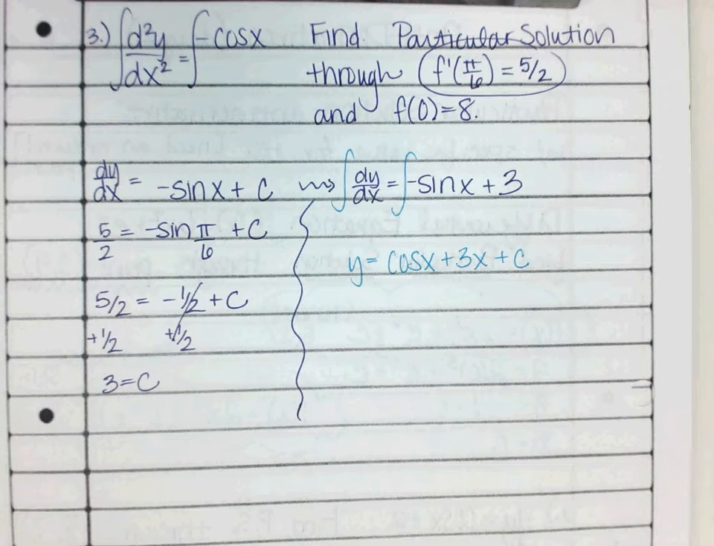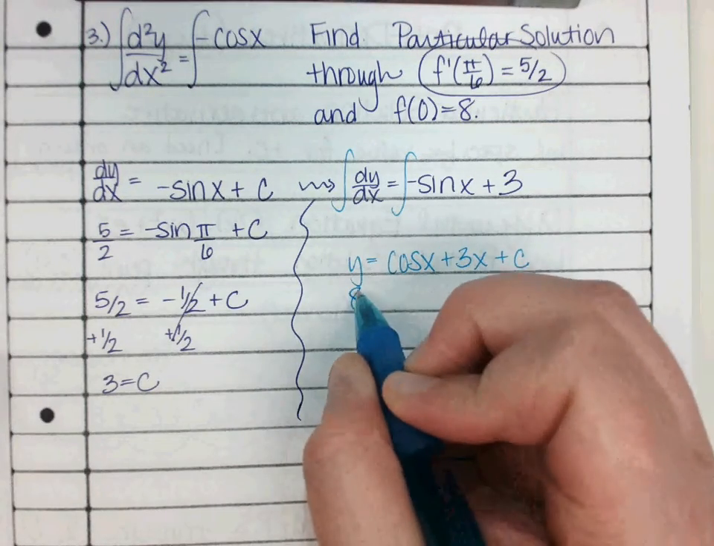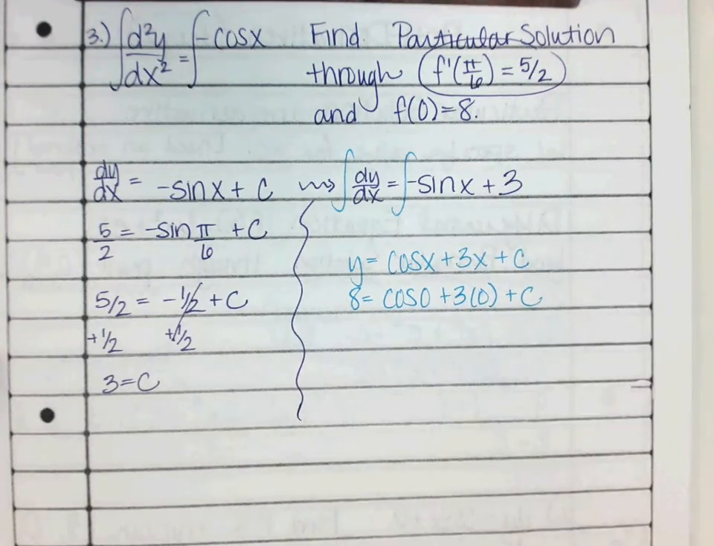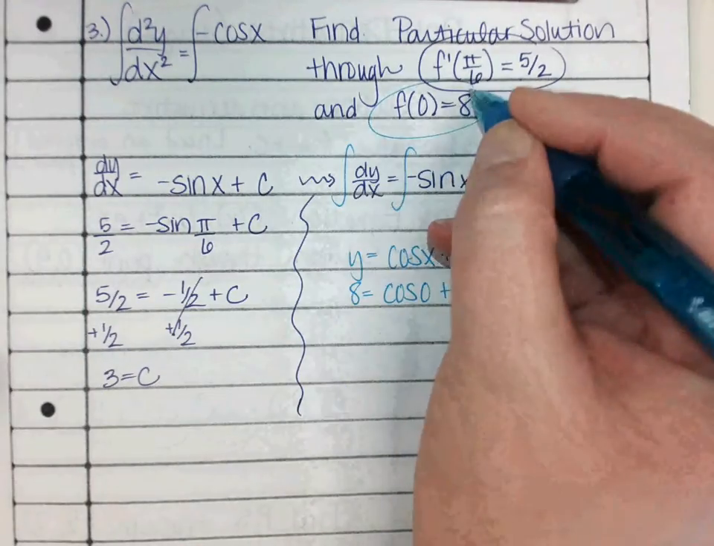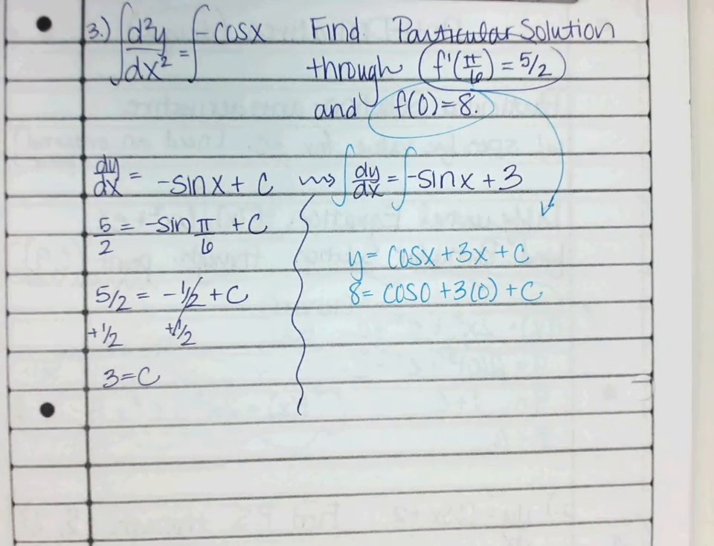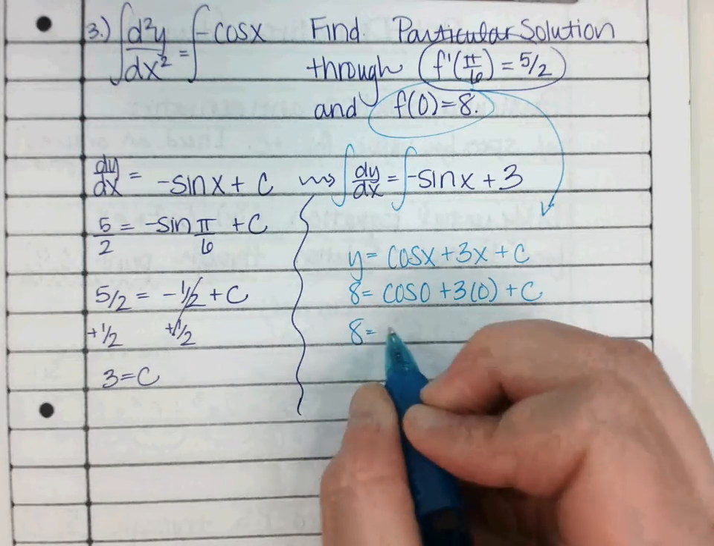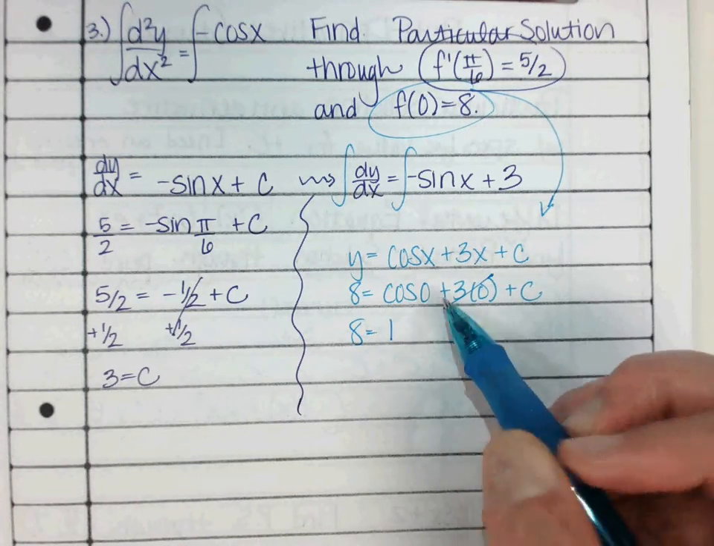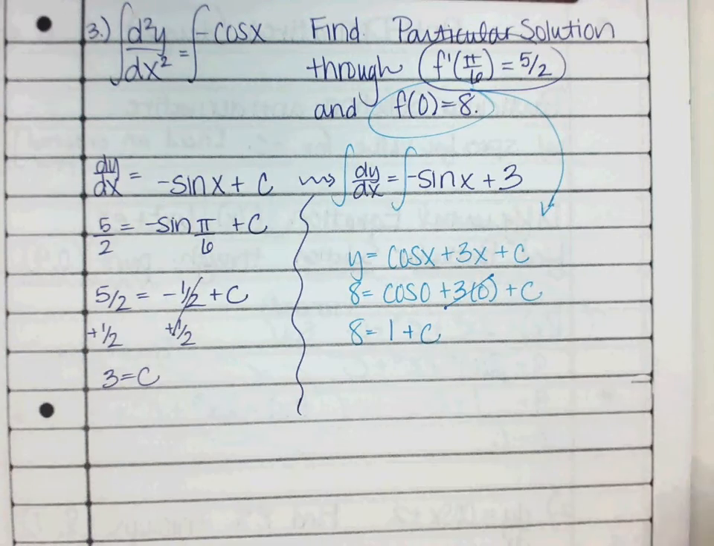Then look at your 2 points you were given. You want to use the one that doesn't have a derivative now. So I'll plug in 0 for x, and 8 should be the y value. Anusha, do you have a question? Okay. Okay? So now I'm using this one down here, because it doesn't have a derivative on it. Then what's cosine 0? 1. What about 3 times 0? Whoosh, gone. And then plus c, then c is 7.